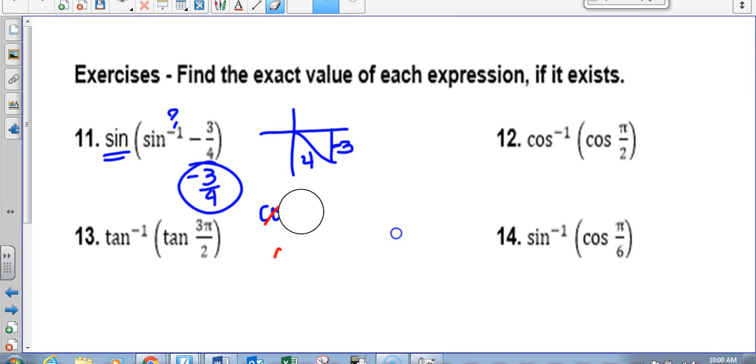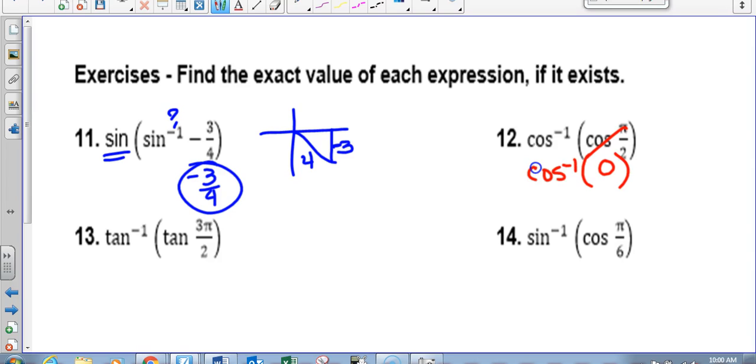All right, let's try some more. Take your unit circle. What is the cosine at pi over 2? Help me out. Nope. Cosine at pi over 2 is 0. Now it says, where is the inverse cosine, or where is the cosine of 0 occur? At pi over 2, right? That one just canceled each other out. The inverses took care of each other.